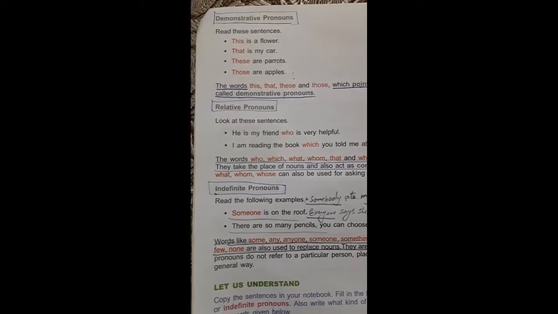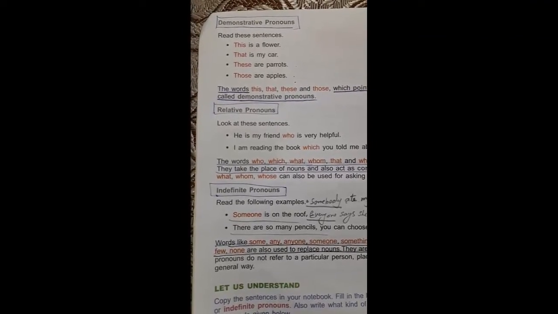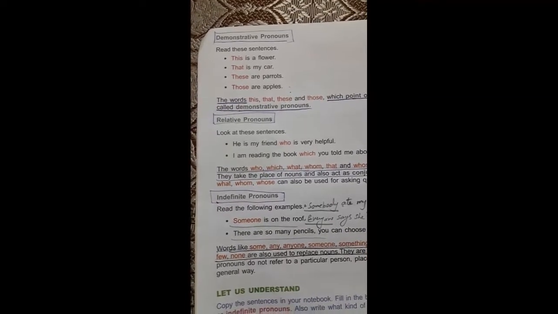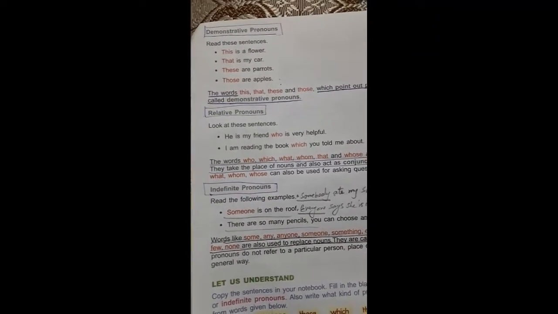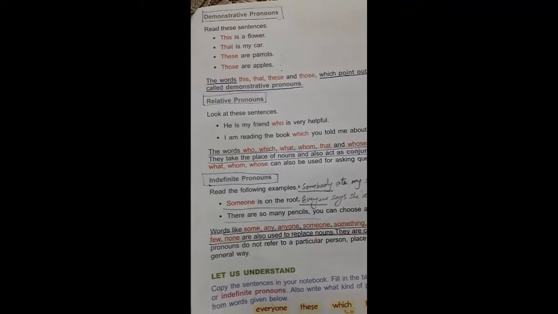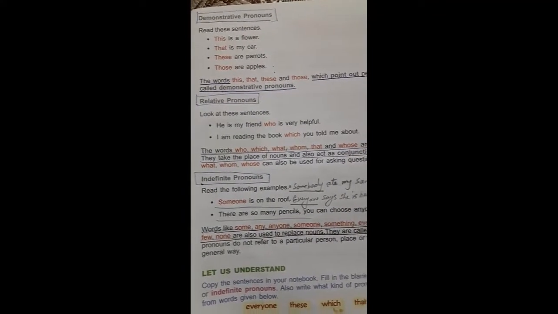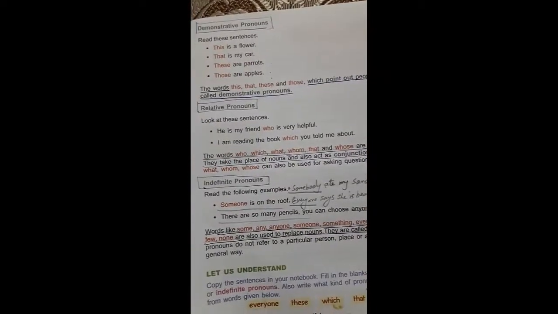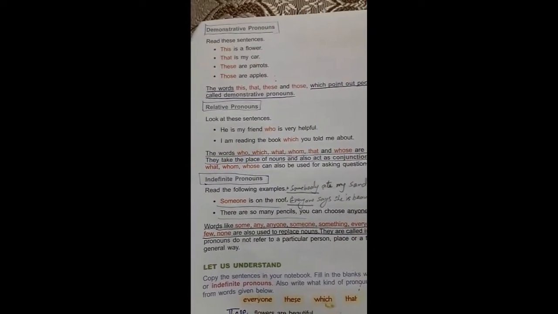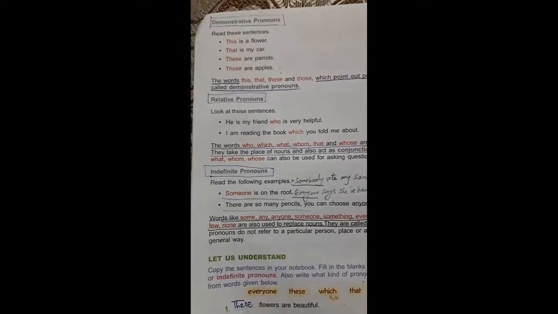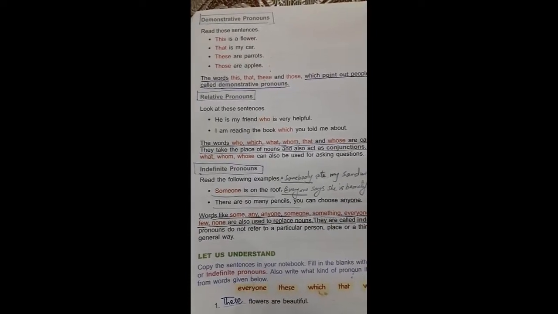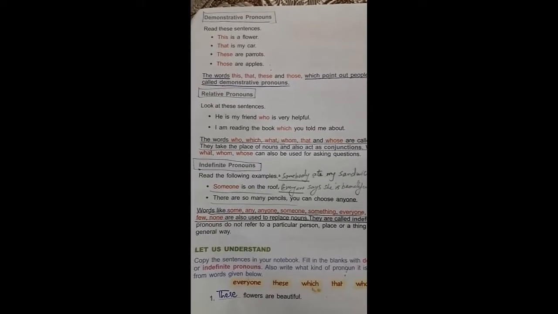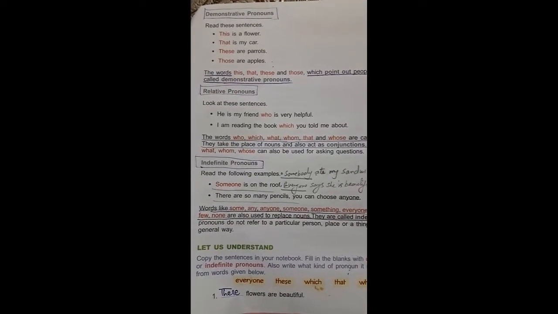Demonstrative pronouns actually represent a thing near or far in distance. And here in our book what is written, we have to read it. The words this, that, these and those, which point out people, places or things, are called demonstrative pronouns. So is it clear? Okay, the words which are used to point out places, persons or things are called demonstrative pronouns.